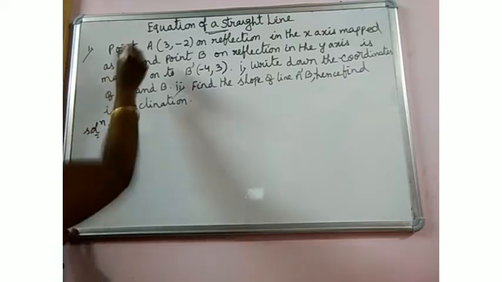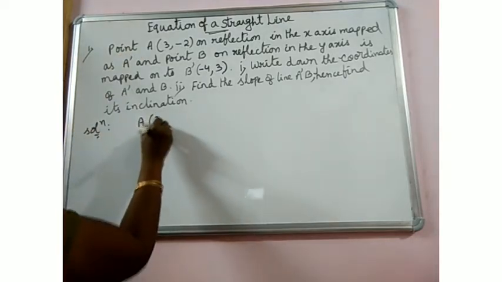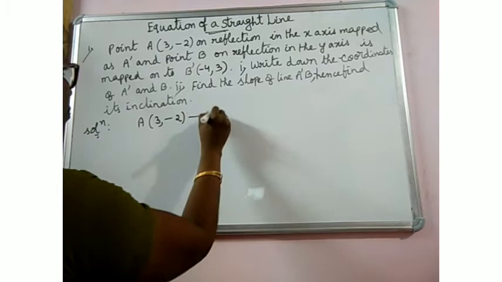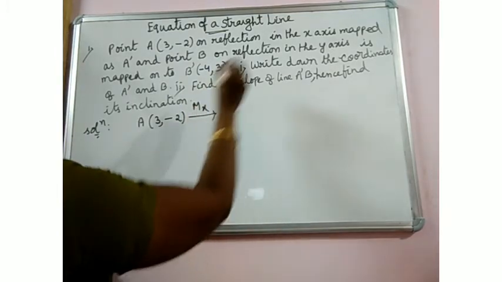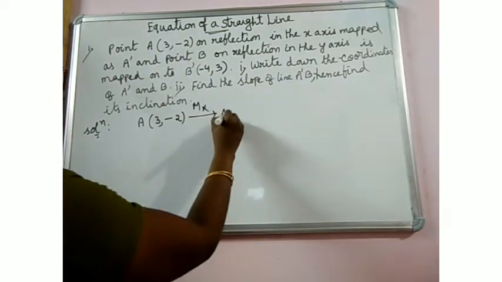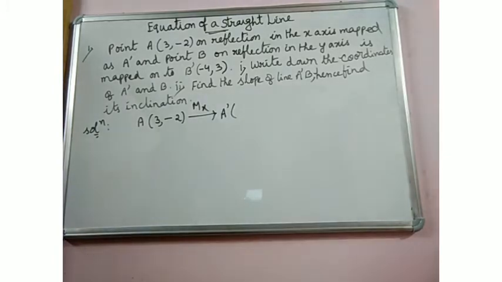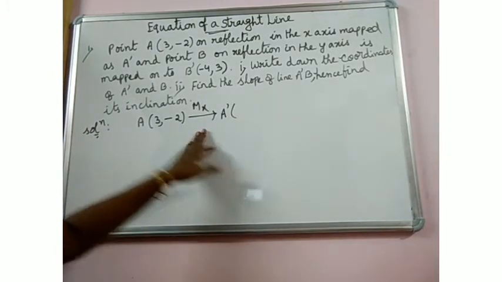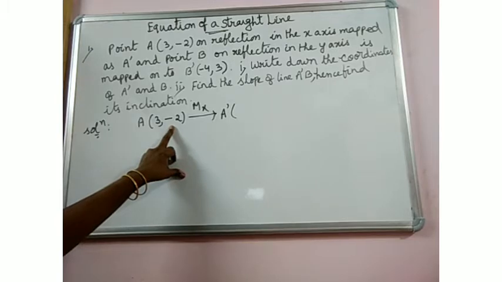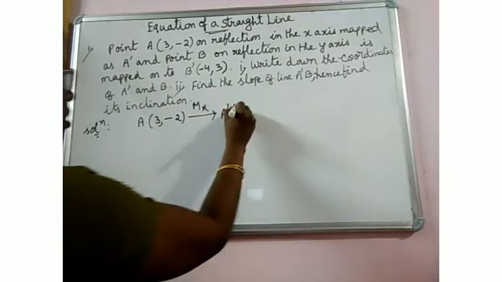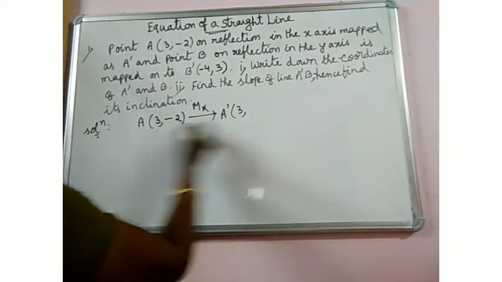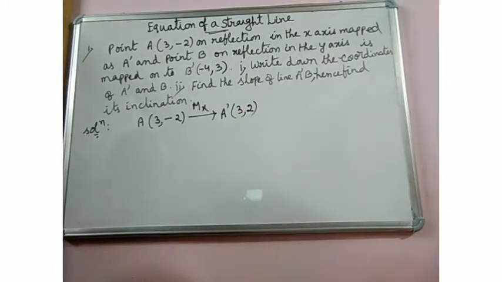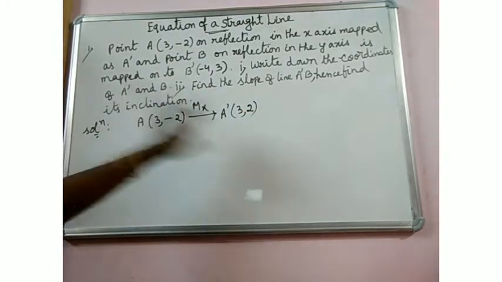What is given is A (3, -2) on reflection in the x-axis mapped as A dash. You know that when a point reflects through the x-axis, its y coordinate changes its sign. So you will get 3 for x, and for the y coordinate, -2 becomes +2. So the coordinates of A dash we got.